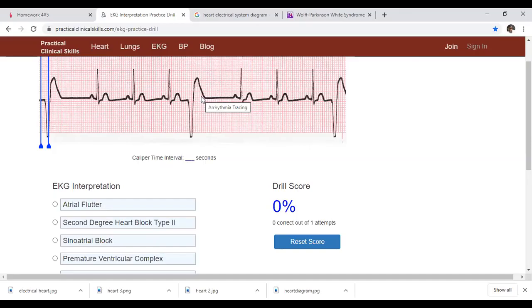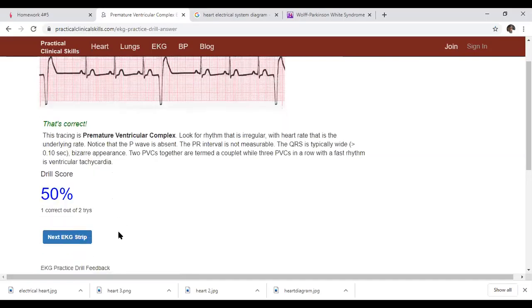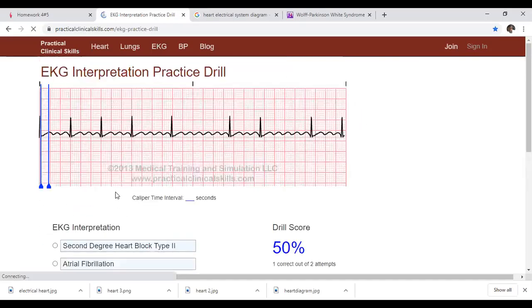What do you think, Judith? The QRS out of nowhere. It did not follow a P wave. So it came too soon. Good, Judith. That's another premature ventricular complex. It's a PVC. Another PVC. All right, let's look at another one.